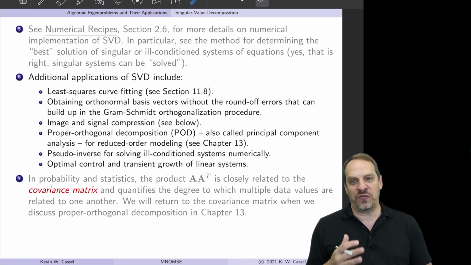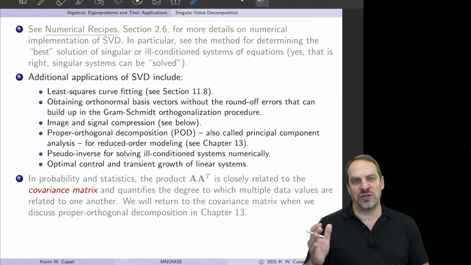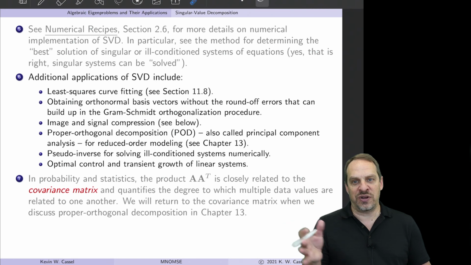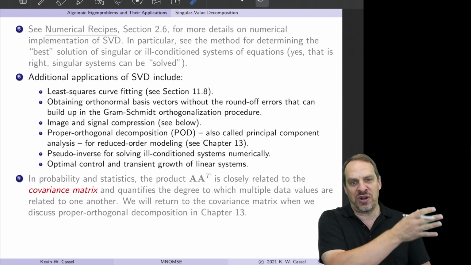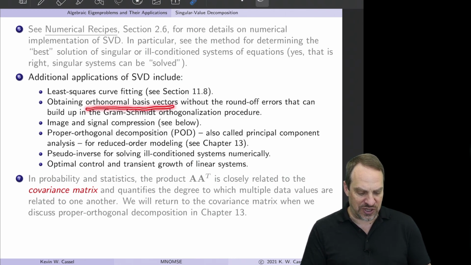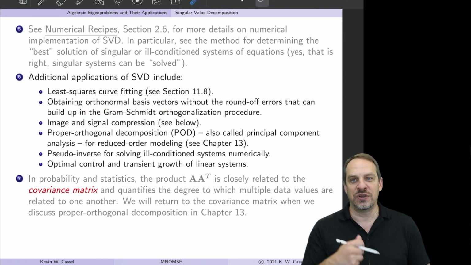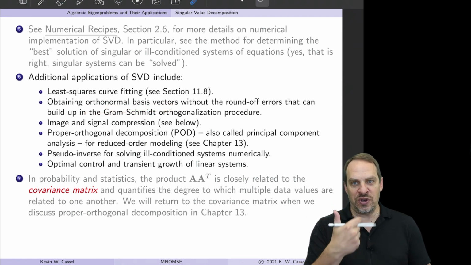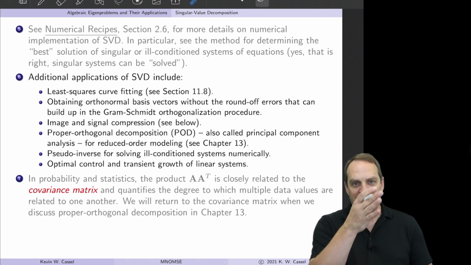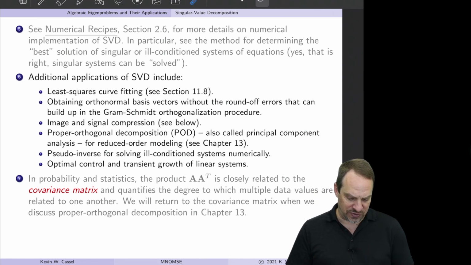Again, for 3, 4, 5 vectors, that's fine. Gram-Schmidt is perfectly fine. But if you get into the hundreds or thousands or even millions of vectors, then the round-off errors that can accumulate in that process can be quite detrimental to getting an accurate result. So one alternative, a very useful alternative, is to use SVD to get those orthonormal basis vectors. Once again, the U and the V modal matrices give us a set of orthonormal vectors.